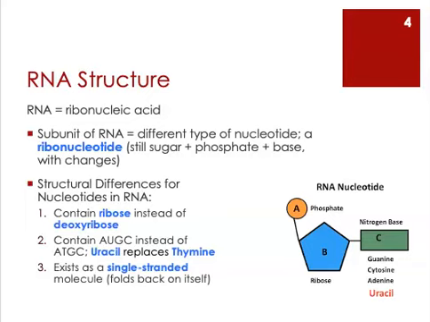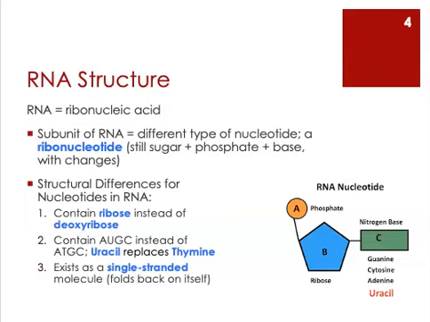In a nucleotide in RNA, the base that can be attached is either an A, or a U, or a G, or a C. In the nucleotide in DNA, there is no U, there's no uracil. Instead, there's T, or thymine. So 3 of the 4 bases are the same in DNA and RNA. It's just the 4th base that's different. The 4th base is thymine in a DNA nucleotide, and uracil in the RNA.